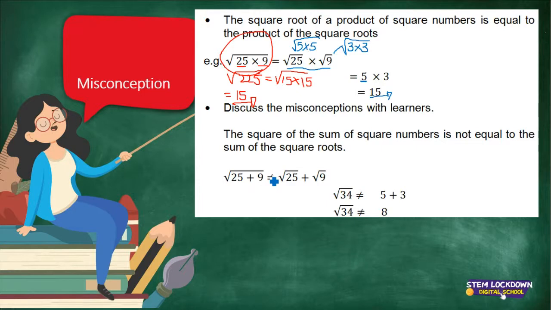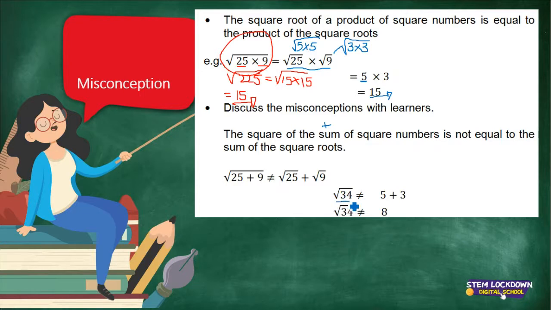What do I mean? The square root of the sum, remember sum is the answer you get by adding, of square numbers is not equal to the sum of the square roots. What do I mean by that? If I have a square root and I'm adding two numbers, 25 plus 9. What is 25 plus 9? The answer is 34.